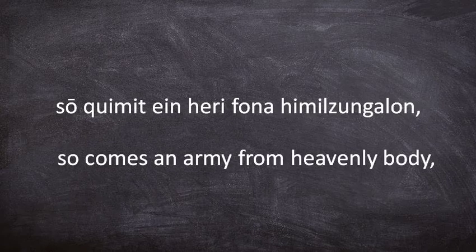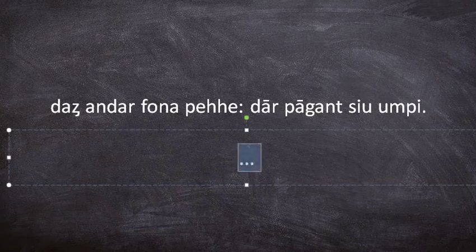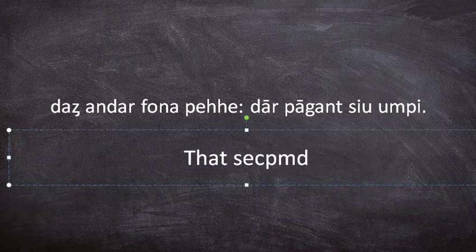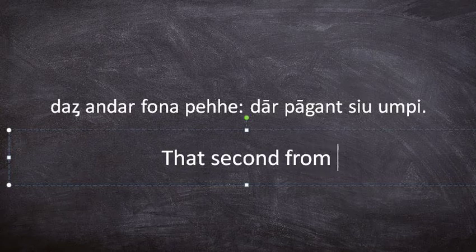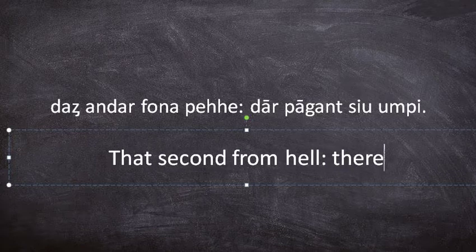Okay. So, das andar von pehe dar pagant siu umpi. Siu umpi. Okay, so what does this mean? We got das, which means that. So that second andar, that second from, and here it's an interesting word, peche, which, you know, actually the uninflected form is just pech, and this means hell, which is pretty interesting. Anyway, we've got dar, which is cognate to there.